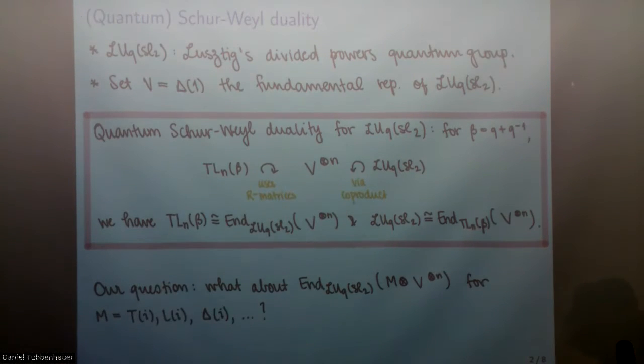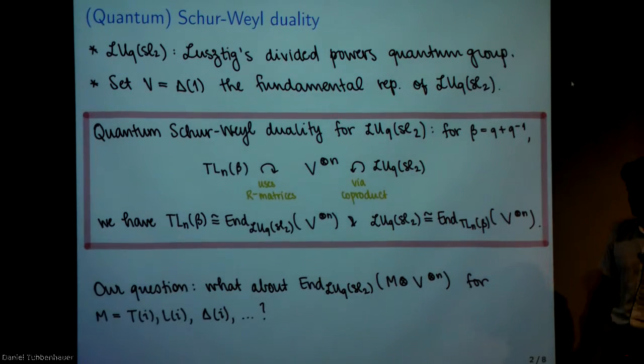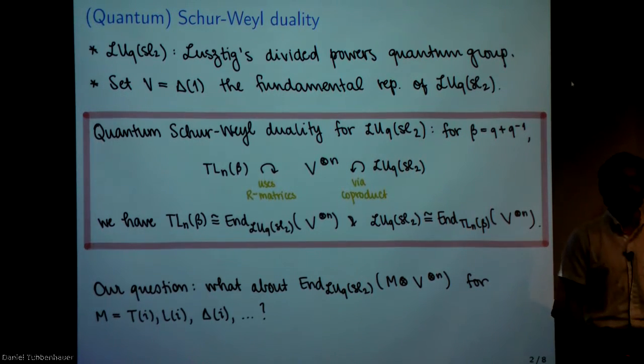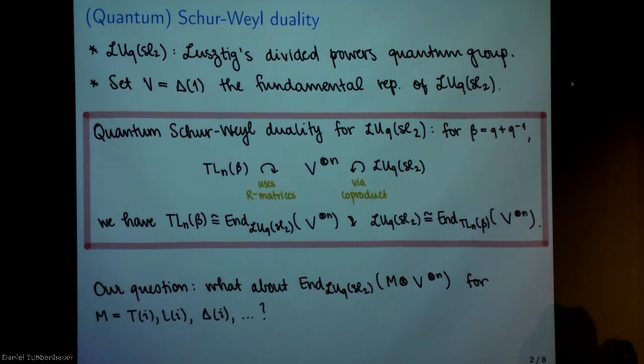And so you could put for M either a tilting module or a simple module or a Verma module or any other thing, but I'll focus on the first two cases, so either a tilting module or a simple module for this talk. And so everything will be at Q a root of unity so that these modules are not all the same. And I'll be working over C, so in characteristic 0.